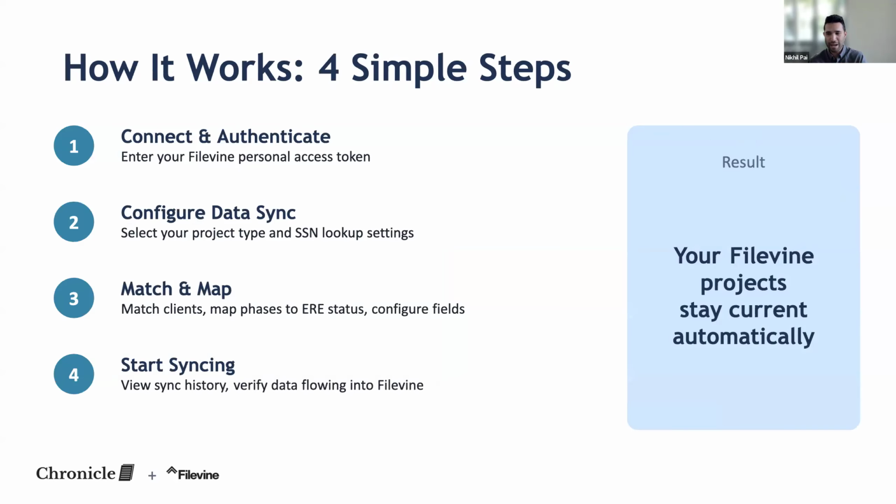So super easy to get set up, and I'll be walking you through this. There's 4 simple steps. One is connect and authenticate. Make sure that we have access to your Filevine account. Configure the data sync, and I'll walk you through the different kind of data you can sync into Filevine and how you can match and map and decide what goes where. And then finally is you start the sync, so that way we can start actually updating those cases for you.